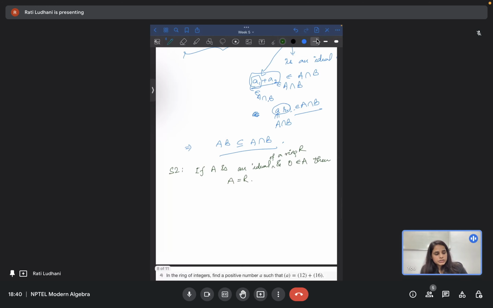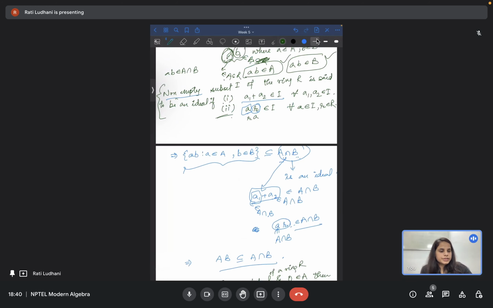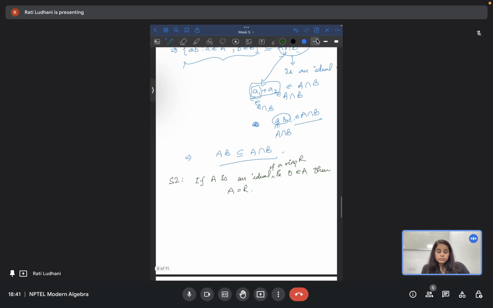But as I said just before this, 0 is always there because the ideal is non-empty. So there must exist some element, whatever that element is. Then from this condition, if you take R to be 0, then A into 0 should be 0, which should be in I because of this second property. So 0 is always there in your ideal. So this is not a new condition to put in. The ideal already has 0. So 0 belongs to any ideal.